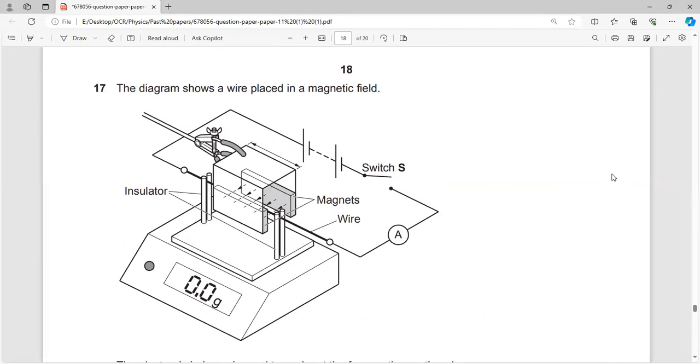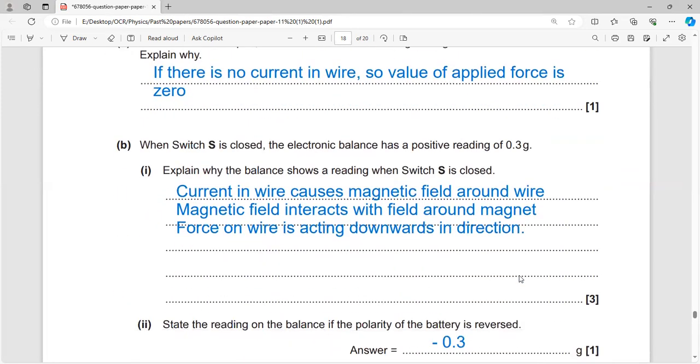When the switch S is closed, the circuit starts to carry current. When the current flows within the magnetic field, the wire, which has flowing charges, generates its own magnetic field. The magnetic field of the wire affects the field lines of the magnet. That's why the field of the magnet applies a force on the wire, and this force increases the reading on the weight balance. So that's how we explain this whole phenomenon.